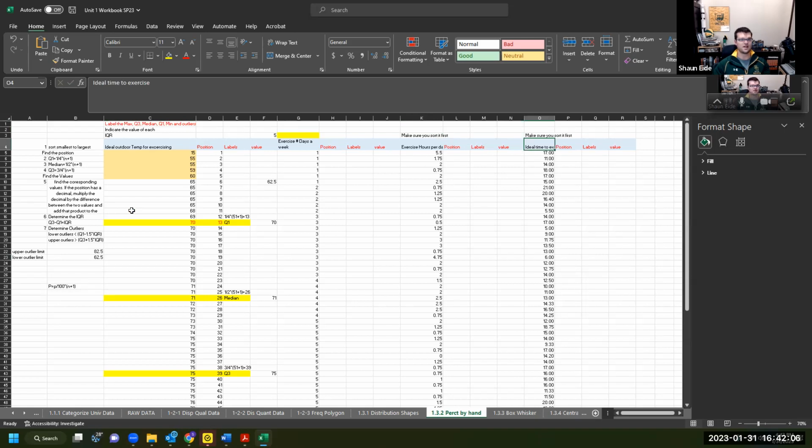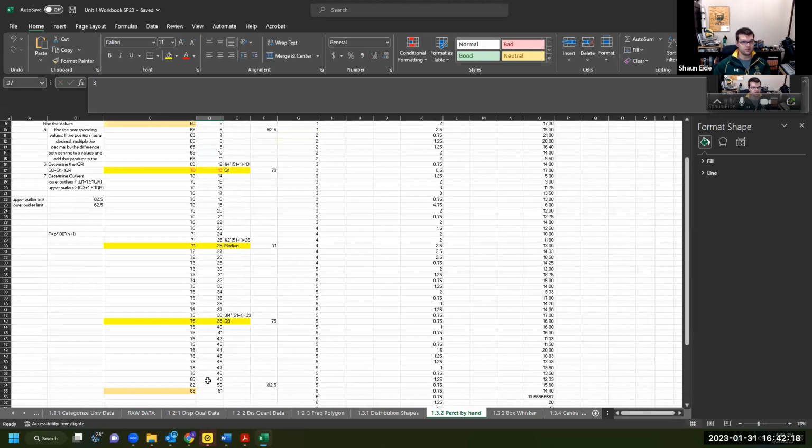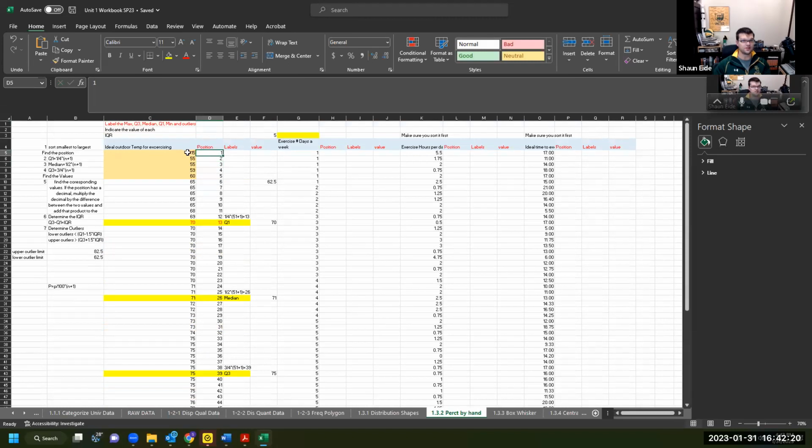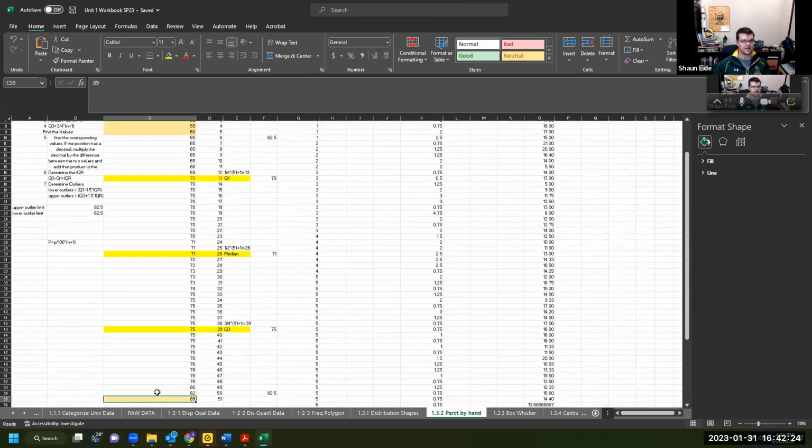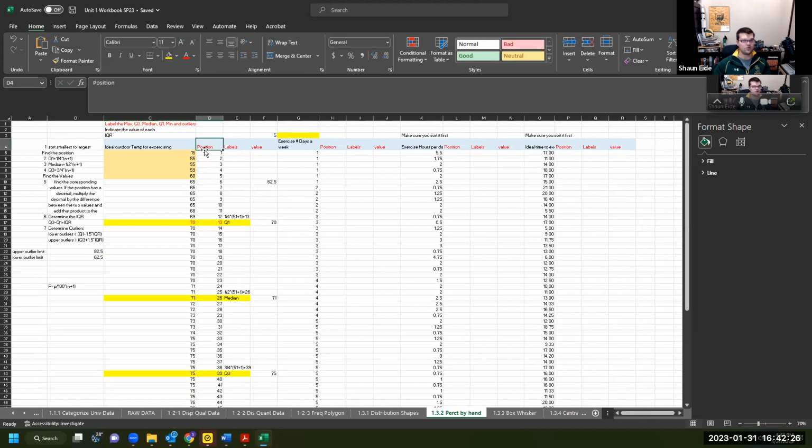Ideal time for exercising and ideal temperature for exercising. And so yes, this is the ideal outdoor temperature for exercising. And when you look at this right here, we've got the positions. So I put these in order from first to last, or least to greatest. And when you do that, you've got the first person right here, the second person is right here, third person is right here, and each one has a position.